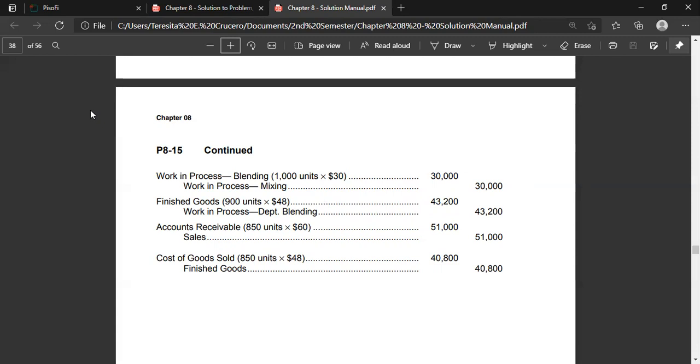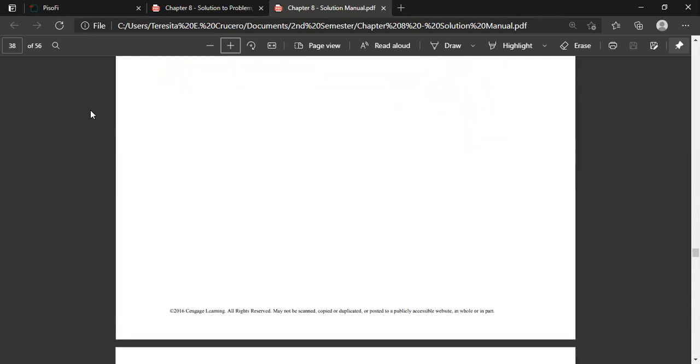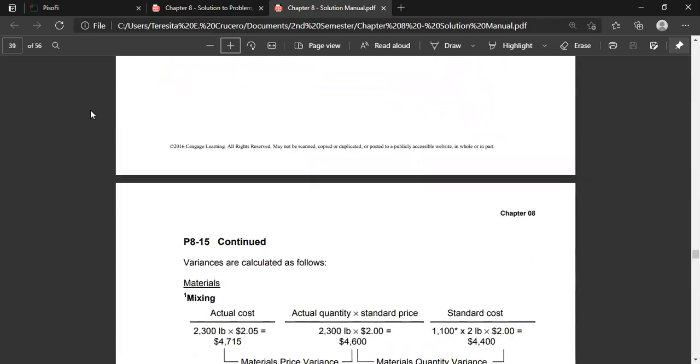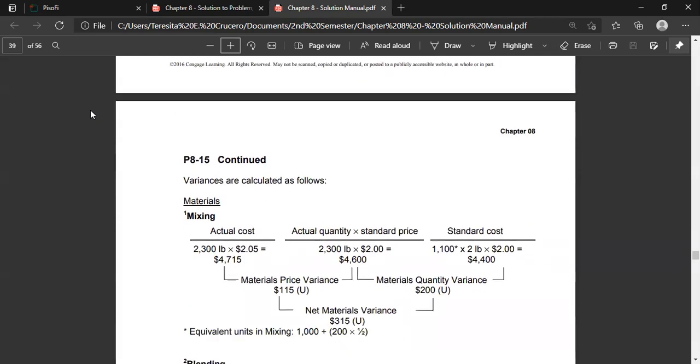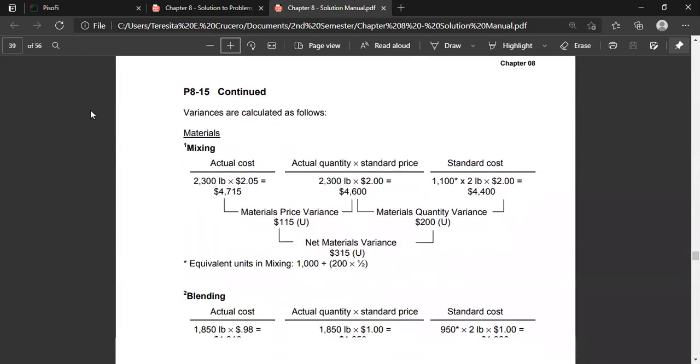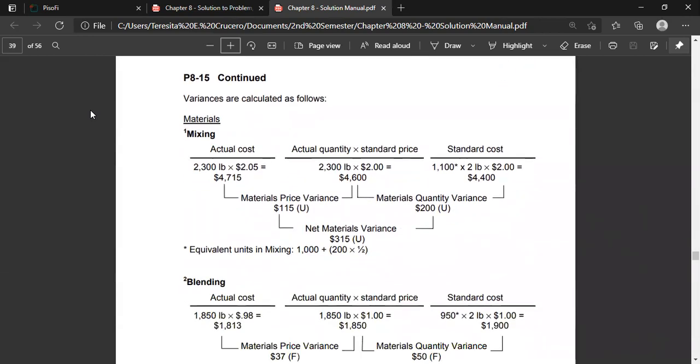Okay, we have now the last here for variances in the mixing. We have the material price variance. Again, we have the actual cost, and we compare with the actual quantity times standard price. Standard price of materials is in the mixing department at 2 per pound.